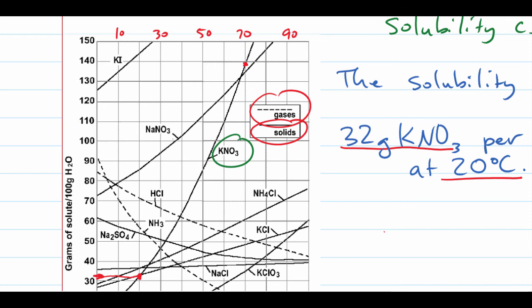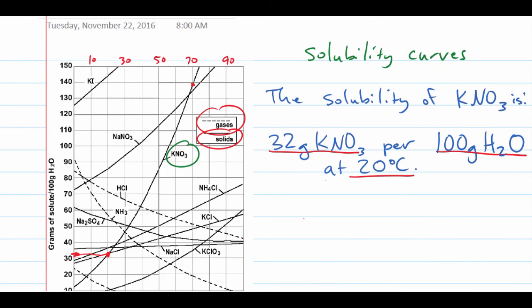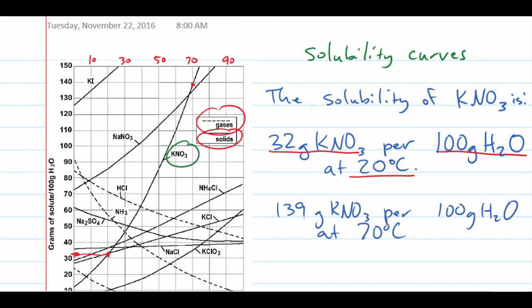So then if we come back here, if we want to write that out, what we'd say is the solubility of KNO3 is 139 grams of KNO3 per 100 grams of water at a temperature of 70 degrees Celsius. So again, with solubilities, we need to specify all three variables when the solubilities are given.